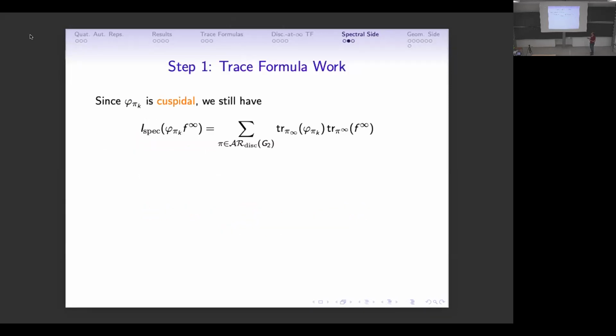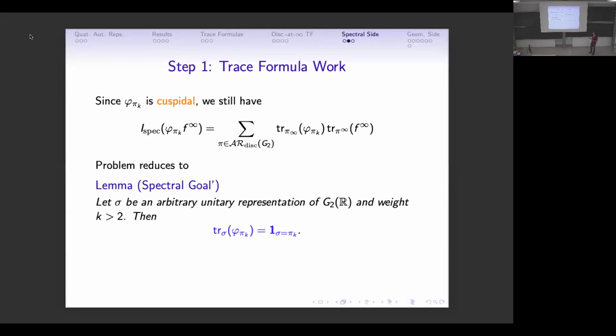So we can do some quick simplifications with some properties of Arthur's trace formula. The pseudo coefficient satisfies the technical property of being cuspidal. So the spectral side is going to simplify as a sum over discrete automorphic representations of this trace at infinity times this trace away from infinity.